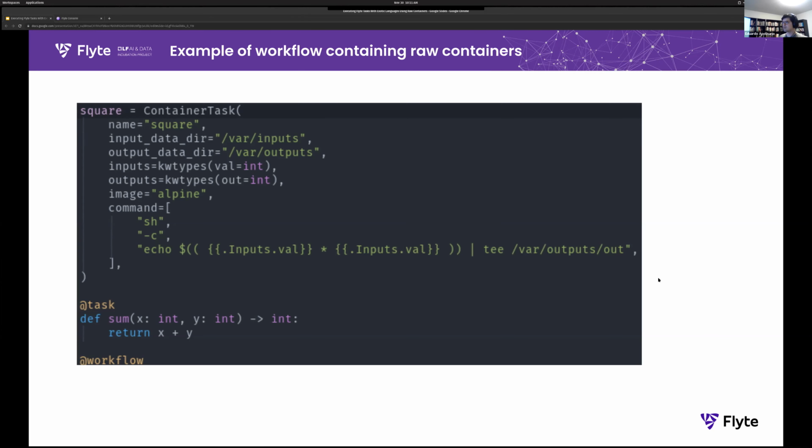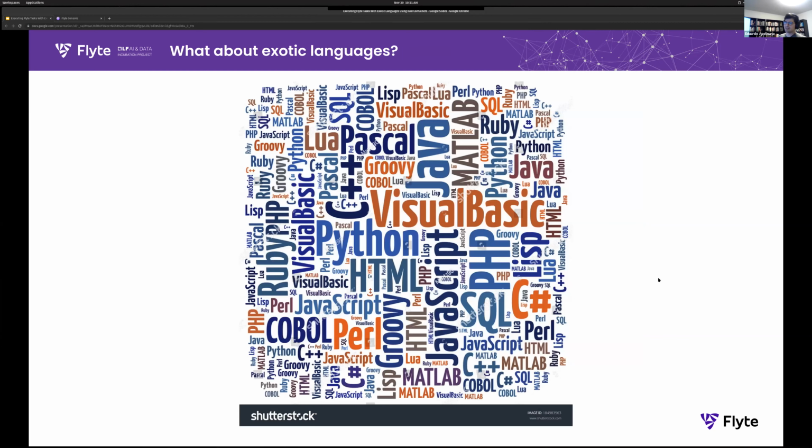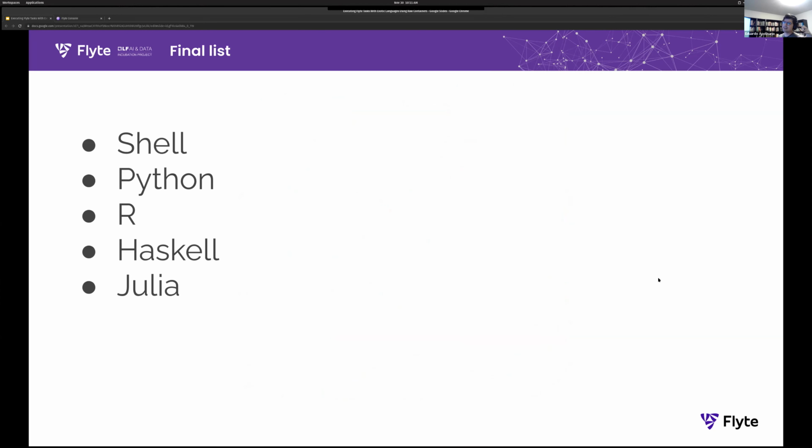Now let's talk a little bit about languages. Last time I checked, we have 10,000 programming languages. How crazy is that? So I picked a very small sliver of this, just to show how to use raw containers with these 5. A shell script, just like the example that we saw, just a little bit more complicated.